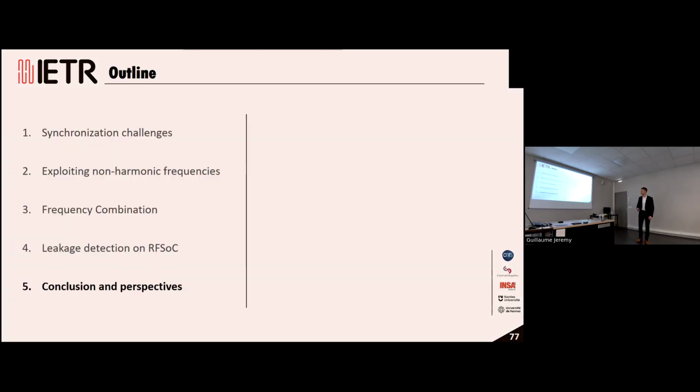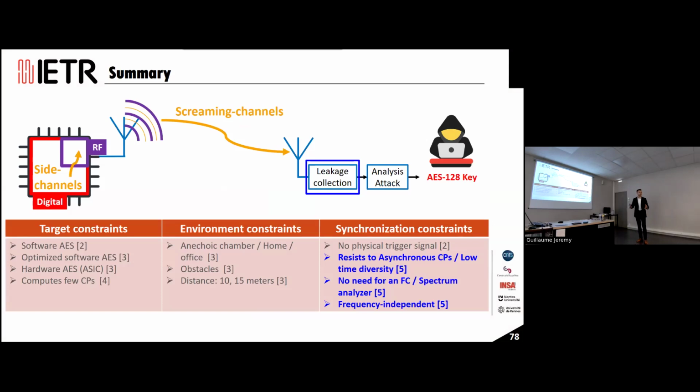So to conclude on this work, we first tackled the difficulty of collecting traces at a distance. We propose new methods that allow to collect traces in more realistic scenarios. Then we have studied the frequency diversity property of the leakage, and we demonstrated that the leakage is not only present at the harmonics, but also at non-harmonics. This is very convenient to keep the attack feasible in polluted environments.